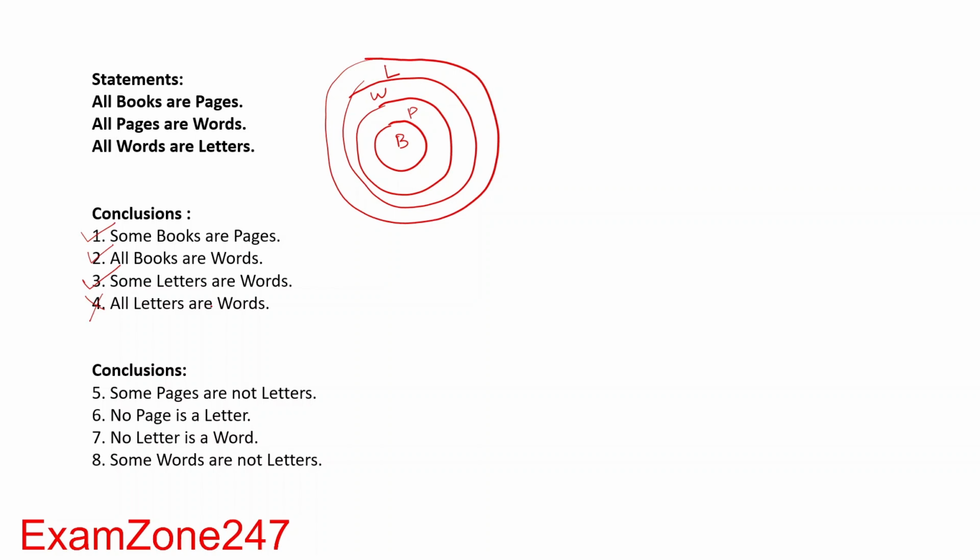Now, you remember I told you earlier there is also one possibility of drawing this diagram. All words are letters. Here I can draw words and letters as equal. Then this line will extend and it will cover all letters. In that case, is this statement true? All letters are words? Yes, in that case this statement is true. But in the initial case, this statement is wrong.